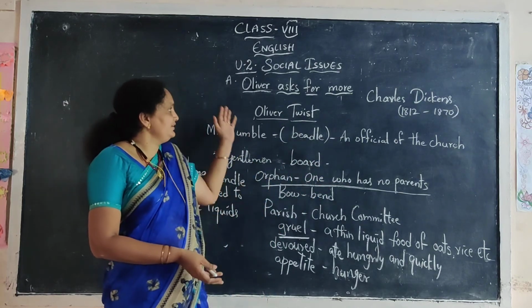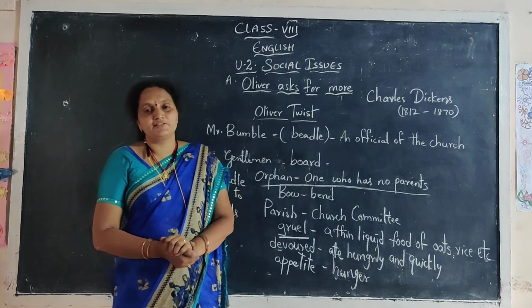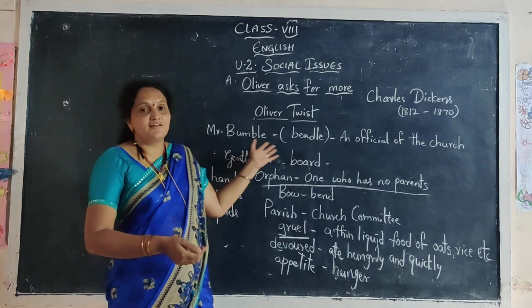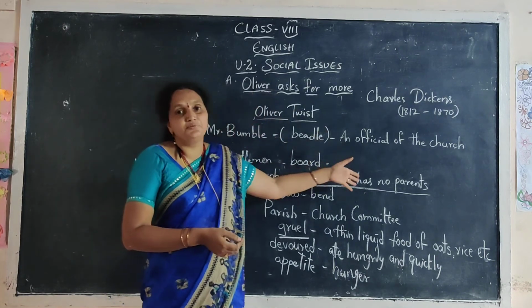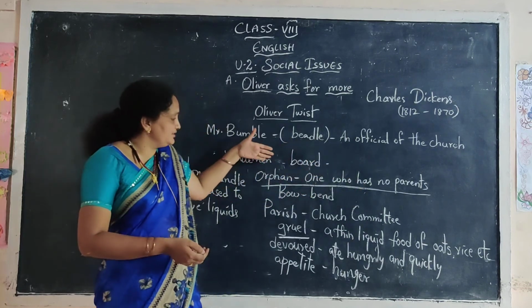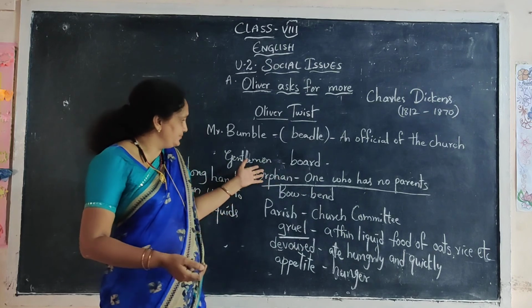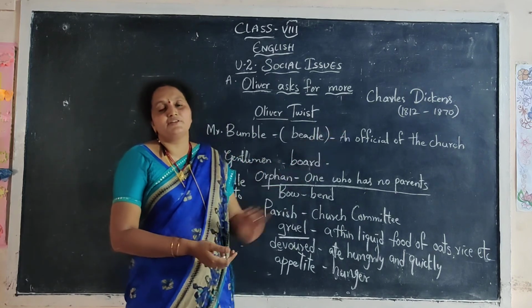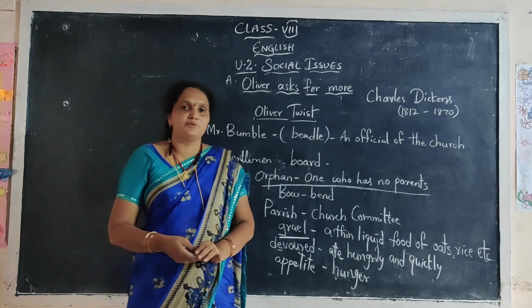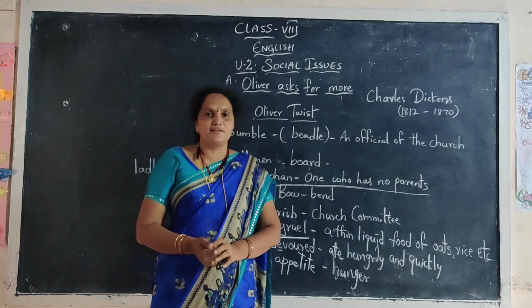So let us read the lesson in the textbook, children, and understand what the social issue is here, and how these people are suffering outside. Just concentrate on the lesson well, and read it in the textbook. As soon as you buy books, we will start the workbook part.